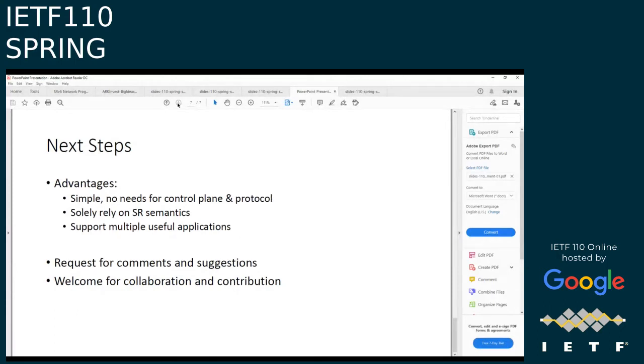The advantage of this scheme is that it's very simple and there's no need for a control plane or a protocol for it. It also only relies on existing SR semantics, and it supports multiple useful applications. Since this is the first time we present this idea, we'd like to hear more comments and suggestions from the working group, and we welcome any collaboration and contribution. So that's it. Thank you.